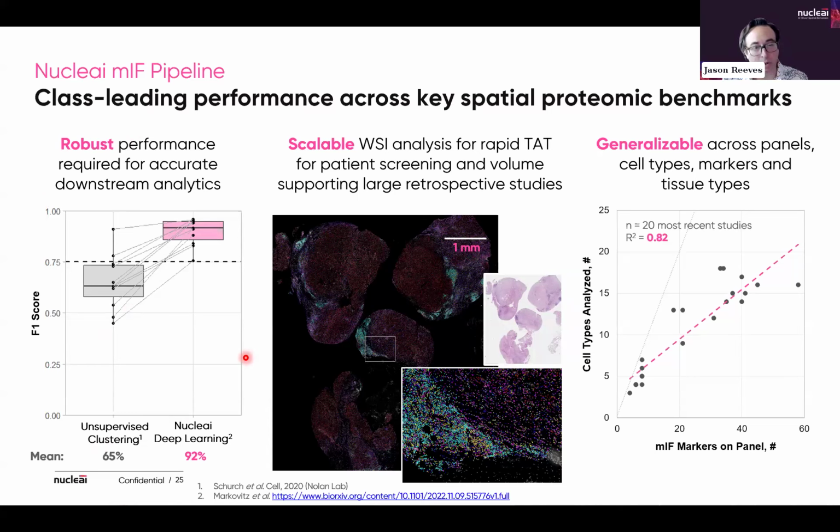The second thing that we focus on is making sure that this is scalable. We want you to be able to bring in slides for a rapid turnaround if you need that for patient screening, or to be able to do this across large retrospective studies. And so we can take in slides from an individual patient sample and quantify the specific markers that are present, or we can do this at a much larger volume.